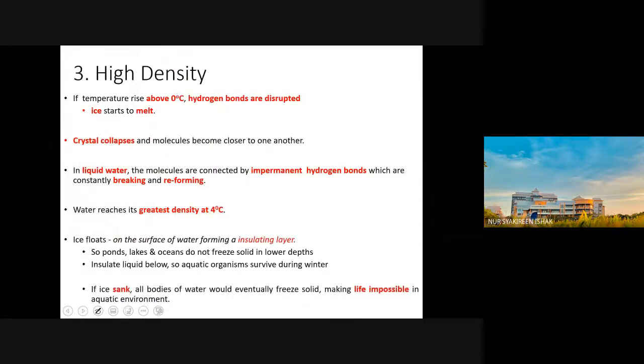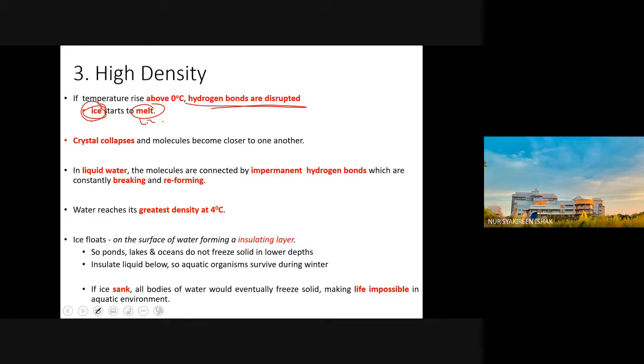So another point, this is my additional slide, if you want to take note. If temperature rises above 0 degrees Celsius, hydrogen bonds are disrupted, ice starts to melt. So if you increase the temperature above 0 degrees Celsius, there will be slowly additional energy. So this energy will be used to break hydrogen bonds, and the ice will start to melt. From solid state, it starts to become liquid state, due to the increase in the temperature.